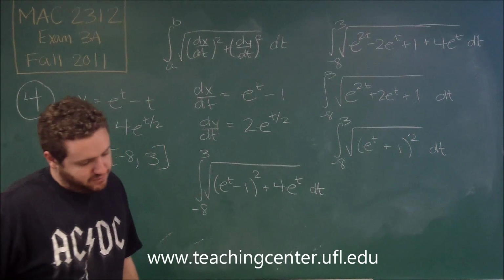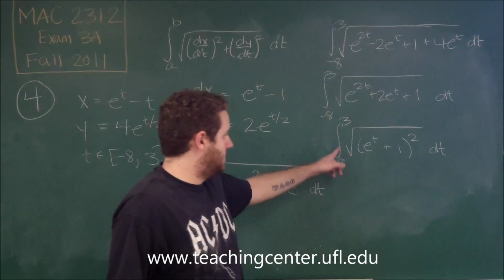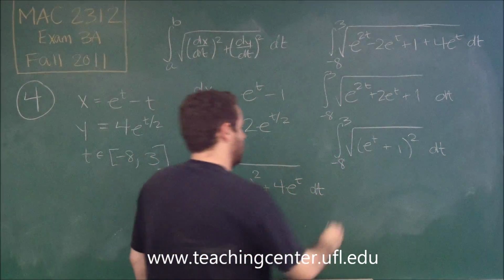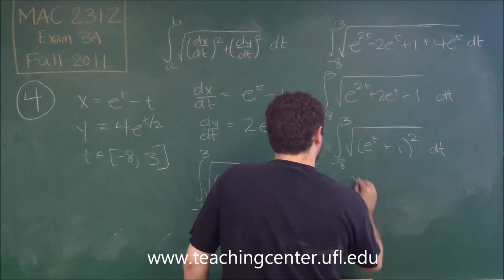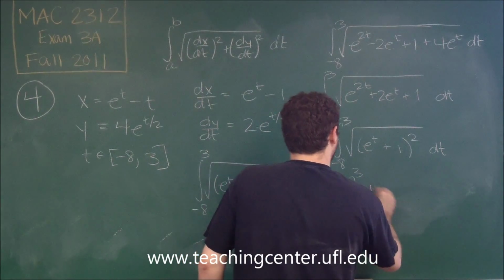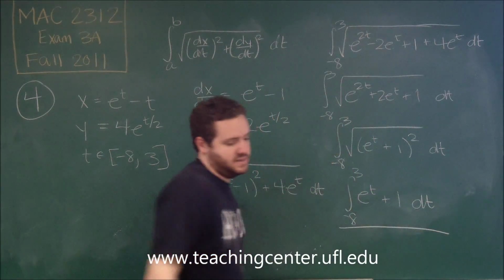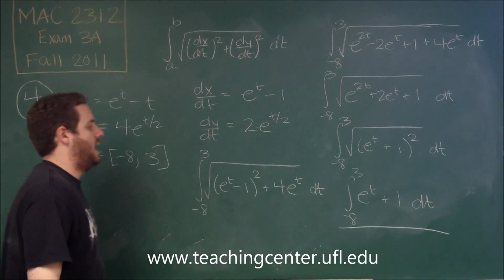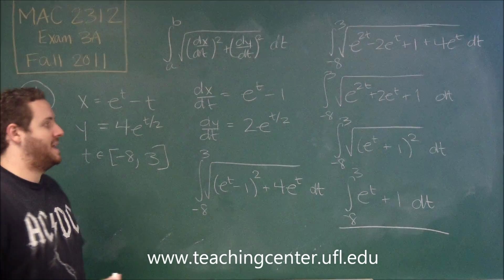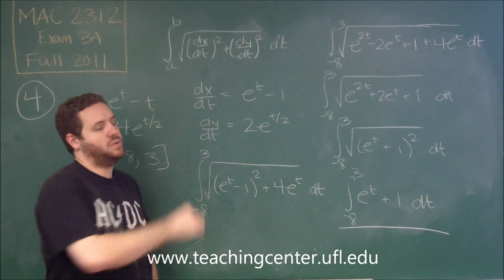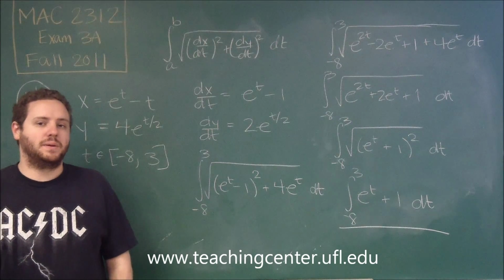And you can see there that if we take the square root of something squared, we just get itself. So all we need actually is e to the t plus 1, and we're evaluating that from -8 to 3. So evaluating that integral would give you the length of that parametric curve.